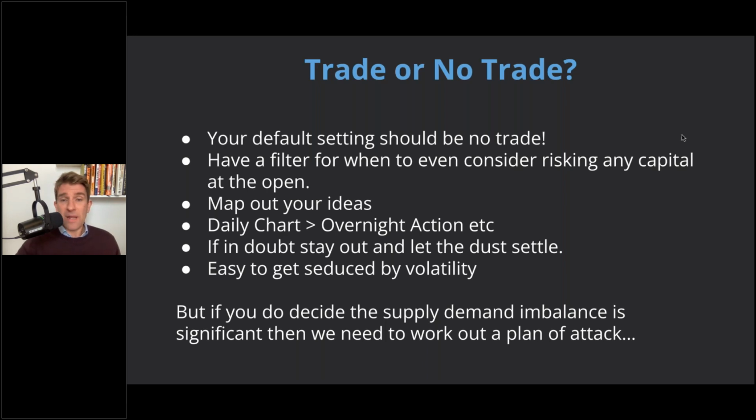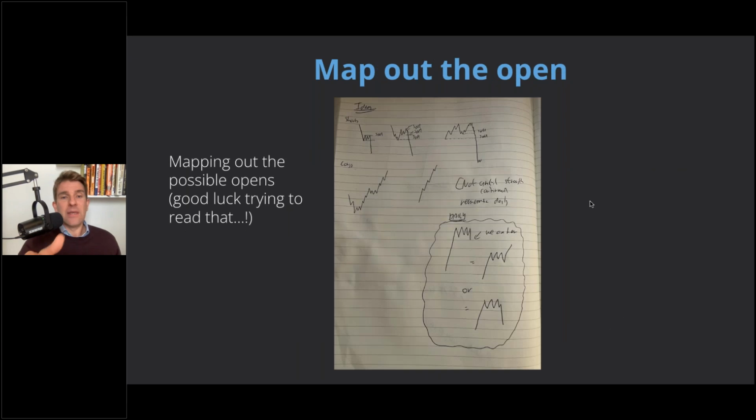So we need to work out a plan of attack, right? If we decide that we want to get involved and we think there is a supply-demand imbalance, which is what we're trading, we want to work out a plan of attack. Here's an example, one I did the other day. When I put these slides together a couple of days ago, it's not pretty, and you're not going to be able to read this because my handwriting is pretty poor, but I can read it. I know what's going on.